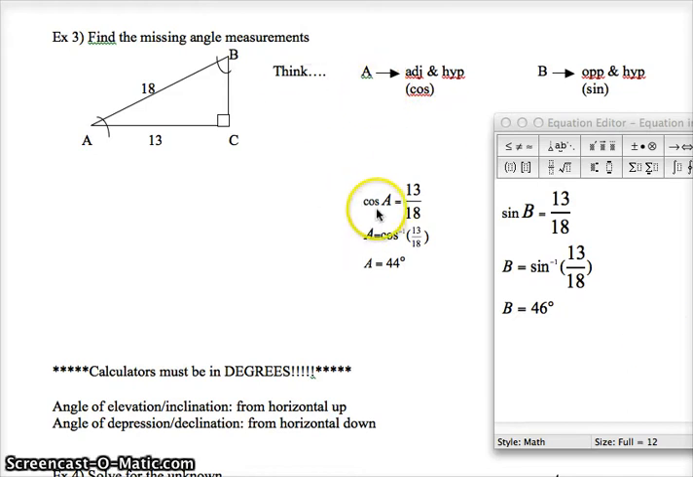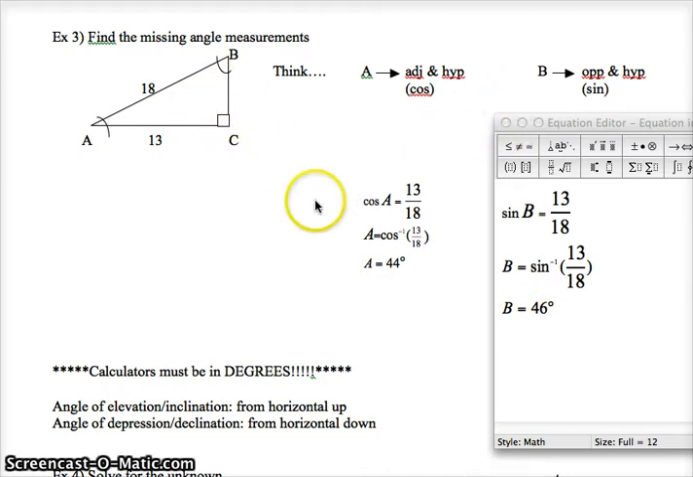Okay, so we can see now that for A, the cosine of A is 13 over 18, so the inverse cosine of 13 over 18 will give us 44 degrees. And for B, we're looking at the opposite over the hypotenuse. So the sine of B is 13 over 18, so the inverse sine will give us 46 degrees, which makes sense because remember 44 plus 46 adds to 90, and then we already have a 90 degrees there.